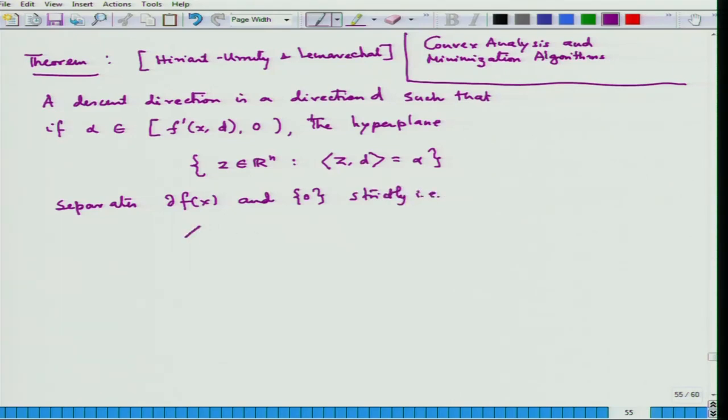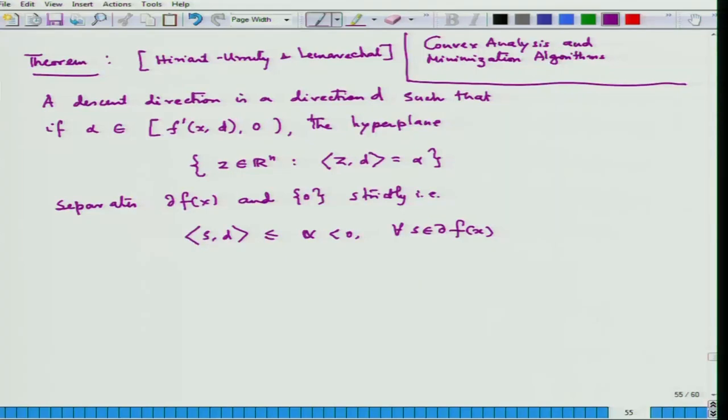And that is s of d is less than or equal to alpha, strictly less than 0 for all s element of del f x, which is very natural, because from the definition of the directional derivative, or the descent direction, if d is a descent direction, this would happen. And then if I define a separation hyperplane like this, then this is a strictly separating hyperplane, if you know the language of strict separation.